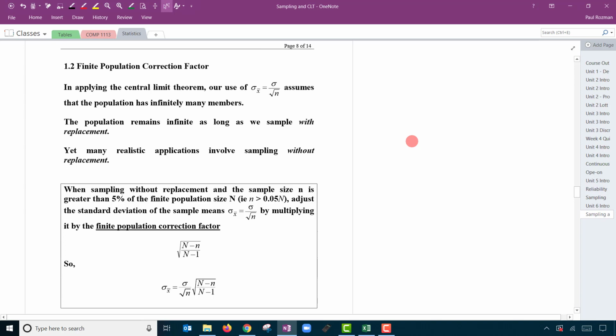But if I take 10 people out of my class of 36, well, now that's starting to be a pretty significant number. It's 30% of my class or whatever.